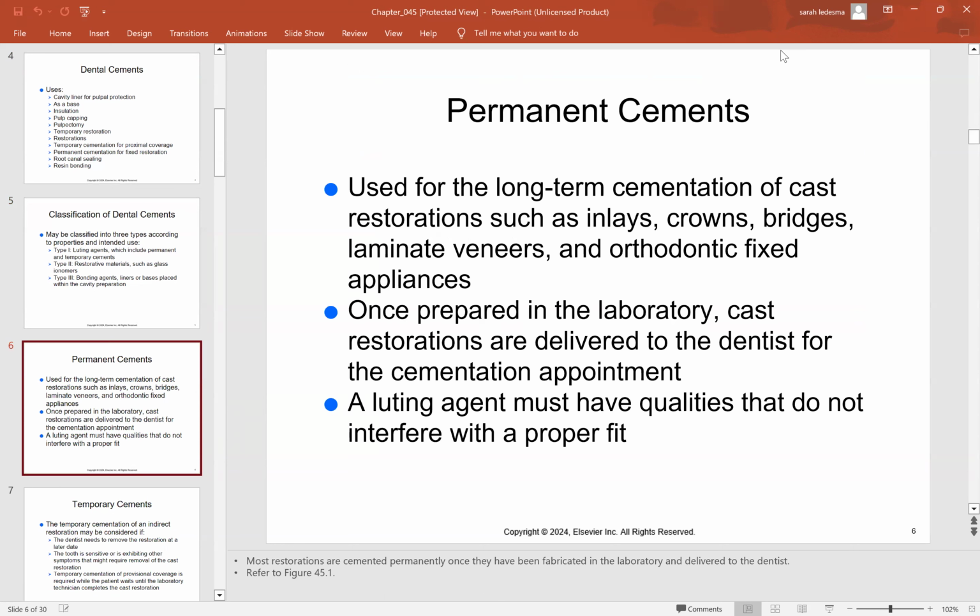We'll talk first about our permanent cements. So these are used for our long-term cementation of cast restorations, like our inlays, our crowns, bridges, veneers, and then ortho. Once prepared in the laboratory, the cast restoration is going to be delivered to the dentist for cementation. We'll use luting agents and must have the qualities that don't interfere with a proper fit.